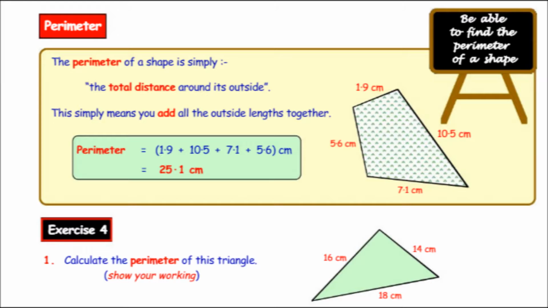And let's look at page 119, textbook 2A. We're still on measure and we're looking at something called perimeter. Now, the perimeter of a shape is simply the total distance around its outside. So you've got a shape there, it's an odd shape, and all you have to do is add up the lengths of each of the sides to find a total length.